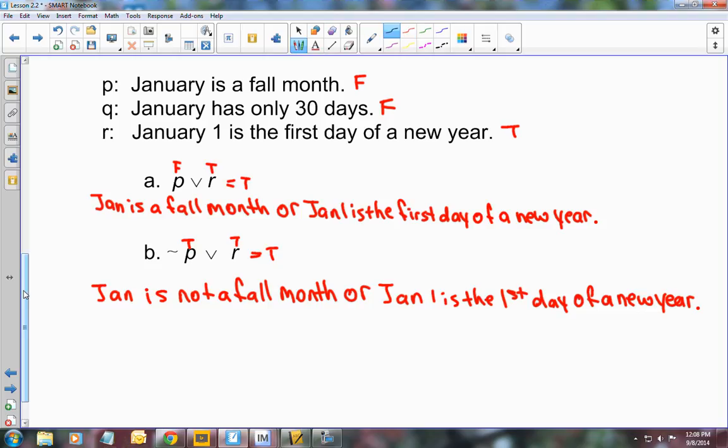What if I did P or Q? What would that truth value be? That one would be false, because we would have a false or a false. And that is the only time that it's false. A disjunction, the only time it's false is when they're both false. All right, any questions before going to Venn diagrams? Okay. Got it? All right.